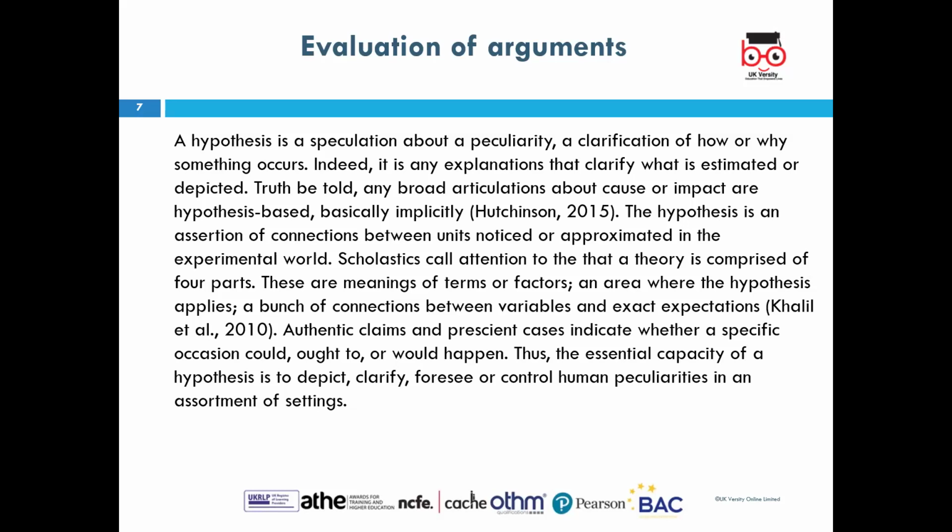Scholars point out that the theory is comprised of four parts. These are definitions of terms or variables, a domain where the theory applies, a set of relationships between variables, and specific predictions. That's Khalil et al. 2010. Factual claims and predictive claims indicate whether a specific event could, should, or would happen. Thus, the essential function of a theory is to describe, explain, predict, or control phenomena in any variety of settings.